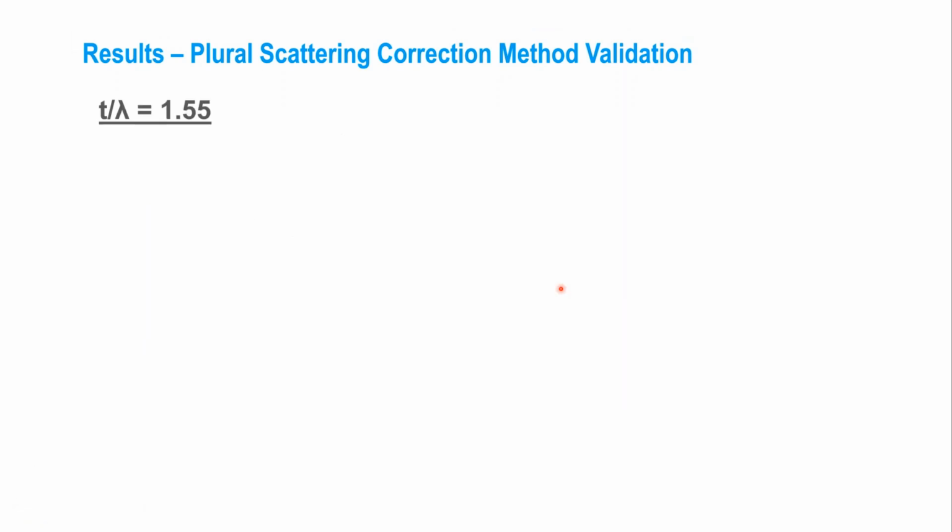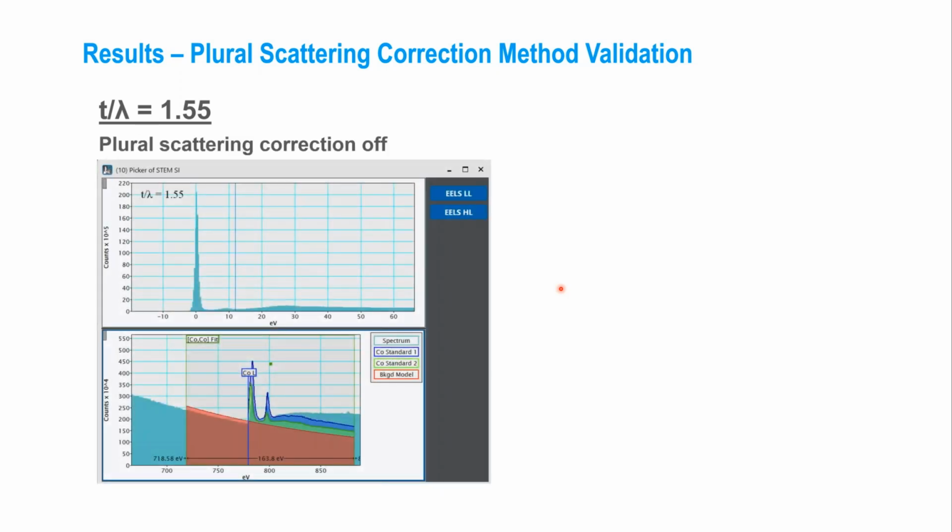So let's look at the results. I'm showing some data from a region with a thickness of t over lambda 1.55, so quite a thick region. This is the first example with the plural scattering off. I'm trying to fit over a pretty big energy window, 164 eV. There's a lot of plural scattering here, but I'm using references that don't have plural scattering removed, so they're single scattering distributions. So not surprisingly, the fit is not very good.